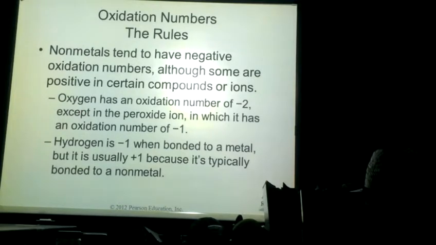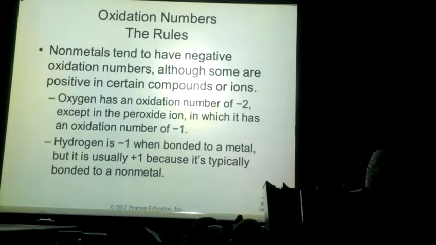Oxygen, usually, like 95% of the time, has an oxidation number of -2, unless it's with a peroxide ion. And peroxide will give it an oxidation number of -1. How do you know if it's a peroxide versus if it's just an oxide or an oxygen ion?